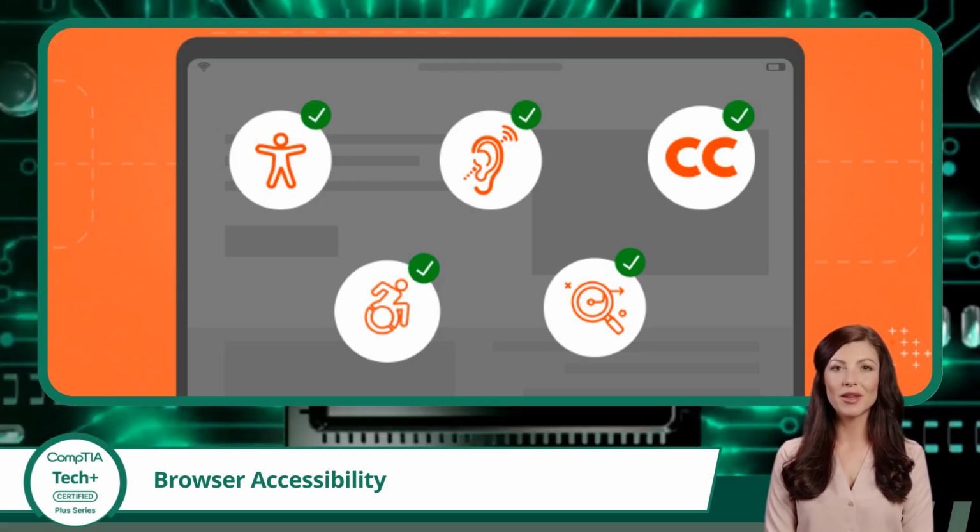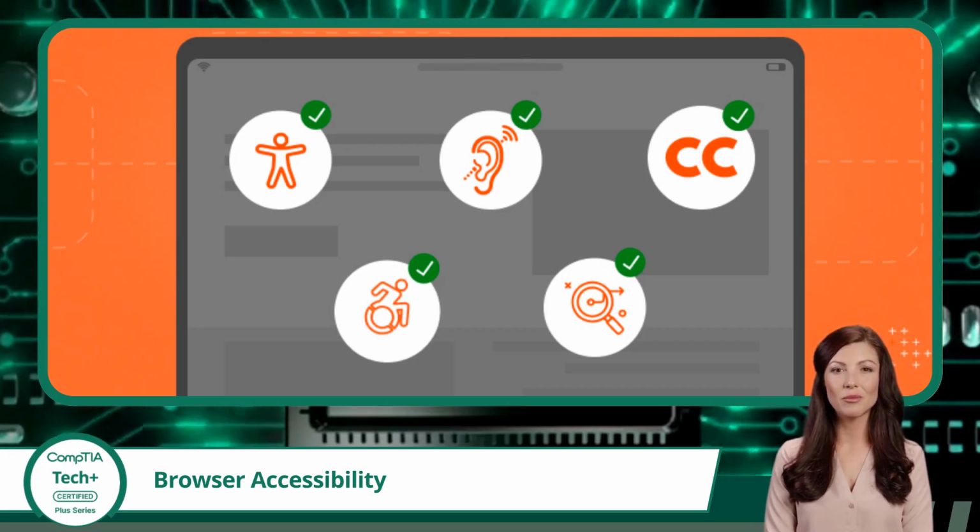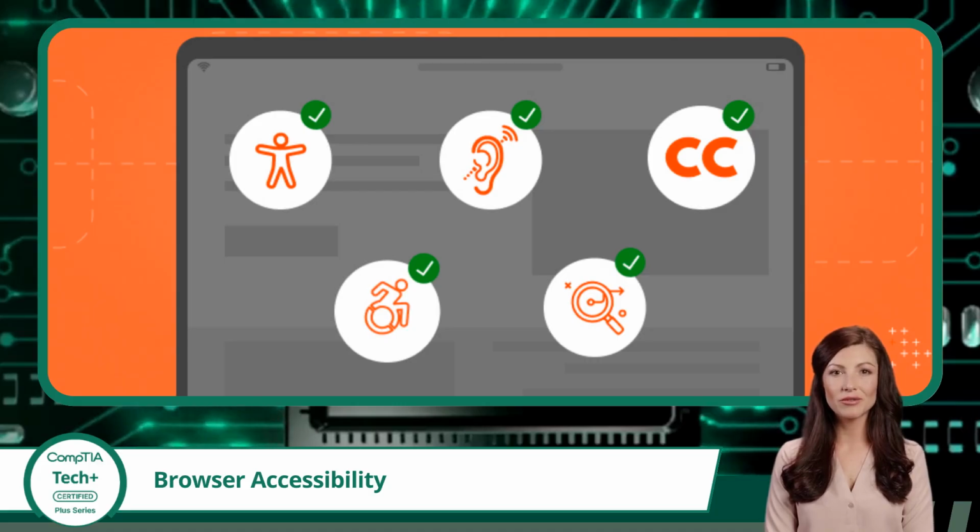For example, some users may need larger text, different color contrasts, or text-to-speech support to understand what's on a web page. Others might need keyboard shortcuts or navigation options that don't require using a mouse.